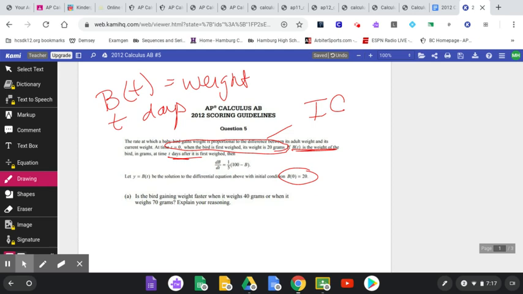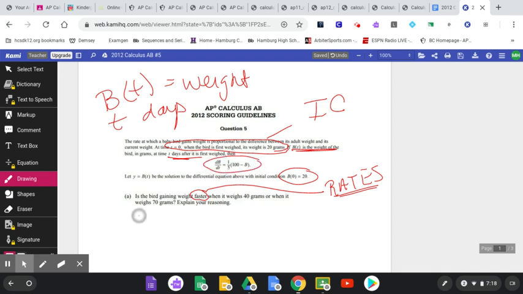Part A, is the bird gaining weight faster when it weighs 40 grams or 70 grams? And explain your reasoning. So to me, the key calculus word is right here. Is it gaining weight faster? When I see faster, I want to compare our rates. If you think of you racing your friend, if you said who's faster, you want to know at what rate each person is traveling. So when we see faster, we're thinking rates, which is very convenient because they gave us the rate right here.